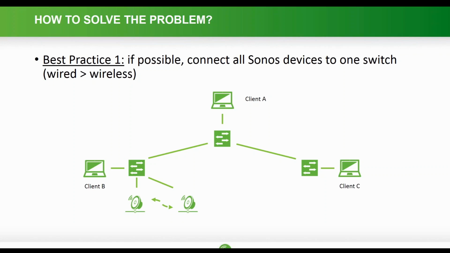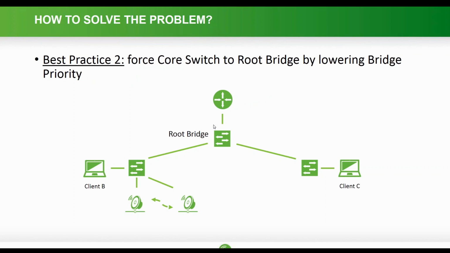You will eliminate a lot of the unwanted loops if you do that. Sometimes it is not possible because of the way the Sonos devices are spread out across your network, but if it is possible, as you design, put your Sonos devices on one switch. On top of that, best practice number two, because your core switch is a managed switch, I can show you in a minute how you can change the election process to force the core switch to be your root bridge. This way you're forcing all the traffic to go through the core switch, not through any other switch. So you eliminate the possibility of having a wireless link being enabled and one of the other ports being blocked.